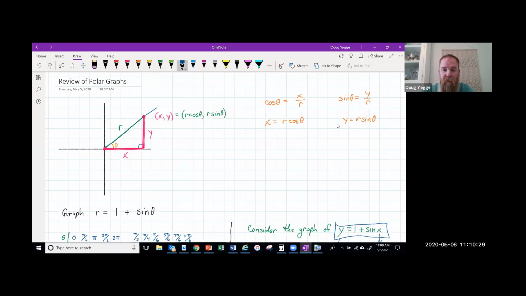So if I want to find dy dx, then we're simply going to be taking dy d theta and dividing by dx d theta. Using these as my parametric set of equations, if x is defined as r cosine theta and y is defined as r sine theta, we want to take the derivative of y with respect to theta over the derivative of x with respect to theta.